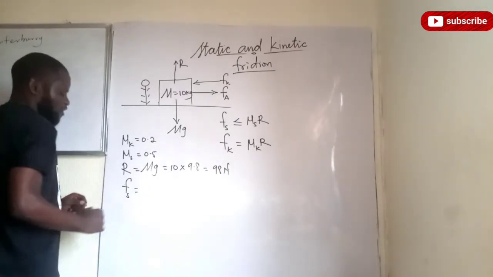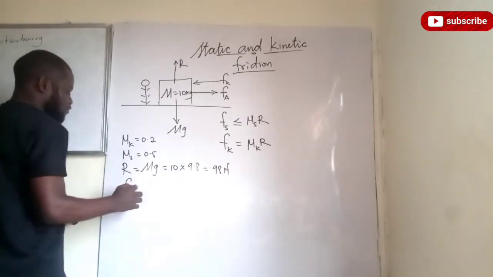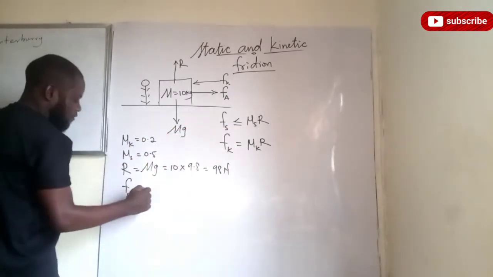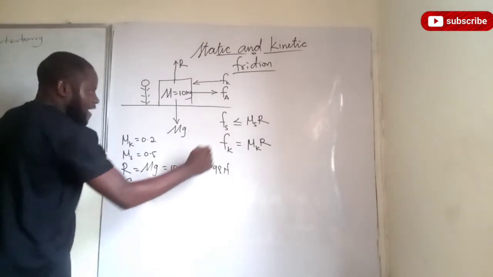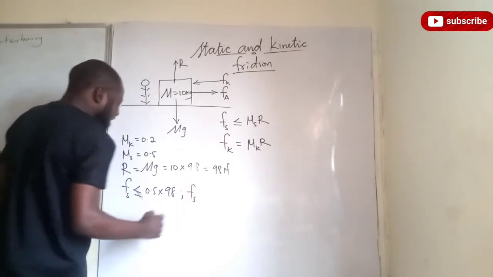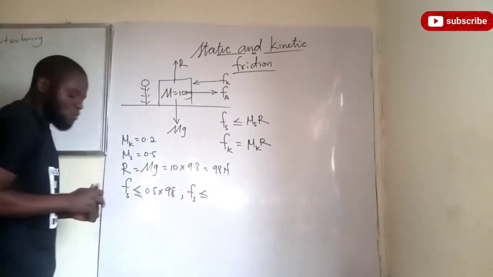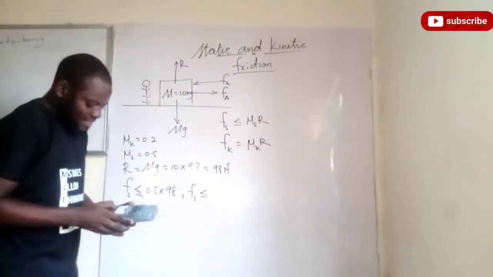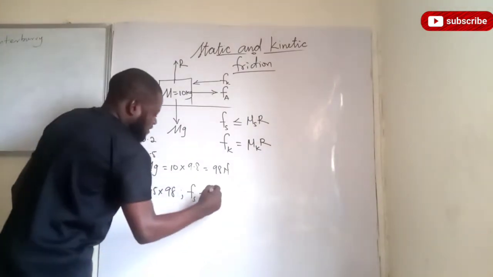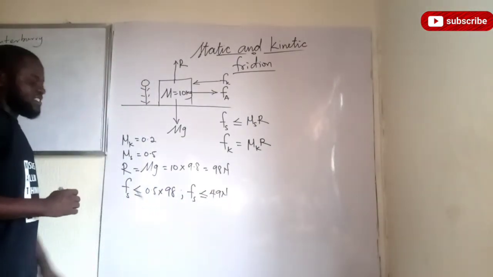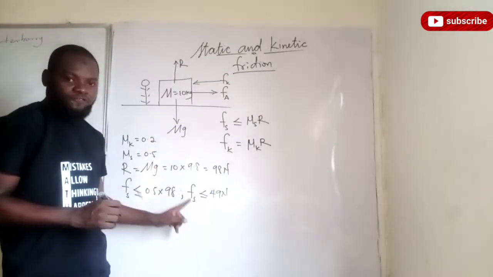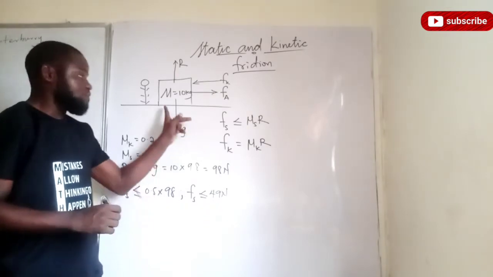If the normal reaction is 98 Newton, then what will be the static frictional force? The static frictional force is less than or equal to the coefficient of static friction, 0.5, multiplied by the normal reaction, which is 98. Thus, the static frictional force is less than or equal to 98 divided by 2, which gives us 49. So, this is less than or equal to 49 Newton. What this simply means is that the maximum static frictional force is 49 Newton for this body.